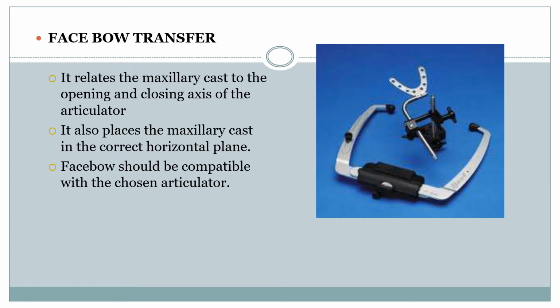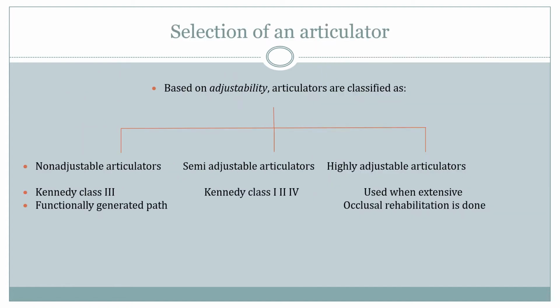So you're transferring the relationship of the maxillae to the articulator with the help of your face bow. It also helps in establishing the correct horizontal plane, and whatever face bow you are using, you should ensure that this face bow is compatible with the kind of articulator that you're going to choose. So based on your selection of articulators, there are a lot of articulators, a lot of complicated, comprehensive, right from a non-adjustable articulator to a highly adjustable articulator.